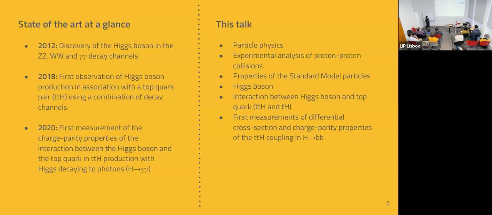And what we care about the most is measuring the properties of standard model particles, in particular the Higgs boson. And what we focus on is the interaction between the Higgs boson and the top quarks in TTH and TH associated production. And here I will tell you about the first measurements that we did of differential cross-section and charge parity properties in TTH with Higgs to BB.